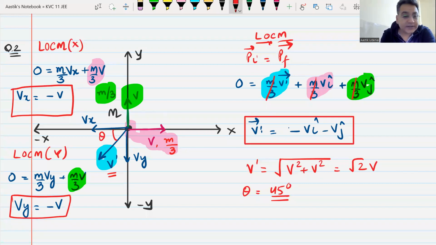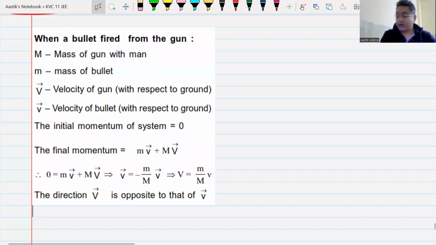The other type of question that can come here is the bullet fired from a gun. Type questions where you fire a bullet from a gun. Now, when you fire a bullet from a gun, normally the velocity of the bullet is given. If the velocity of the bullet is given, we can find out the velocity of the gun. That is known as the recoil velocity of the gun. So this is one way in which the question can be asked.